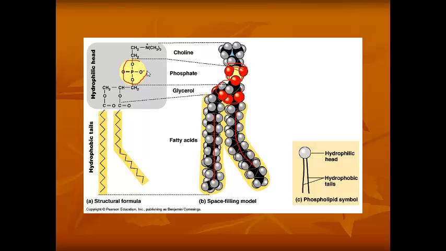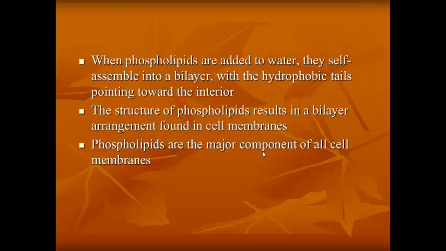It is polar. When we draw a picture of a phospholipid, we draw it looking like this. And it's a molecule that's called an amphipathic molecule. That means that it has a polar or hydrophilic region and a nonpolar or hydrophobic region. Here you can see we draw it with a hydrophilic head that contains that phosphate group, and you have the two nonpolar hydrophobic tails that are made up of the fatty acid chains. These phospholipids are really important because they are the major molecule found in the cell membrane.